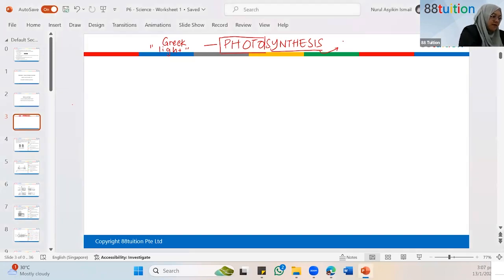Hey, what happened to my pen? Okay, to make or to create or to produce. So if you combine these two words together, photosynthesis means to make something using light. Light here is a form of energy, so light energy. Bear that in mind as we create the equation for photosynthesis.